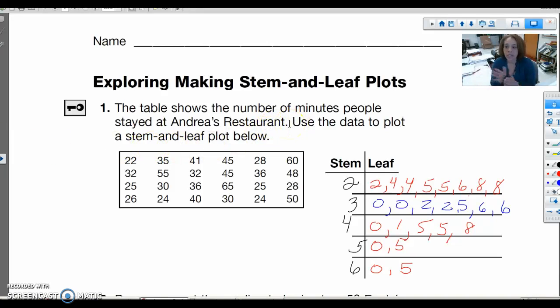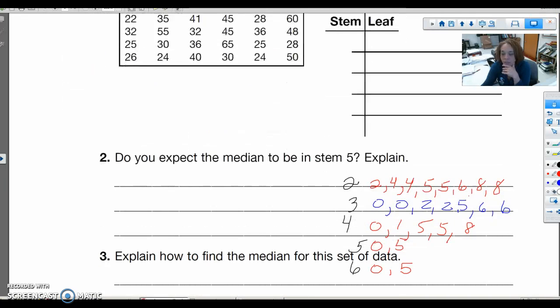Then it says, use the data to plot a stem and leaf plot below. So we are ahead of the game. We have plotted the stem and leaf data there, and now there's a few questions to answer. So I'm going to scroll down here. I'll move a little back and forth. My numbers are going to go with me.